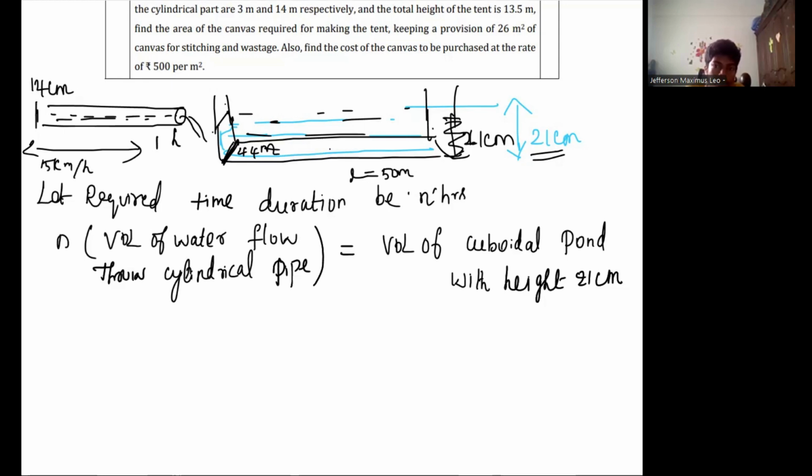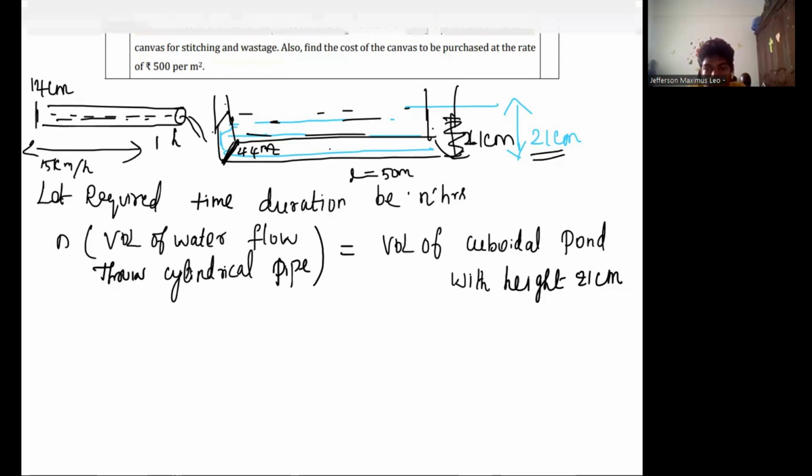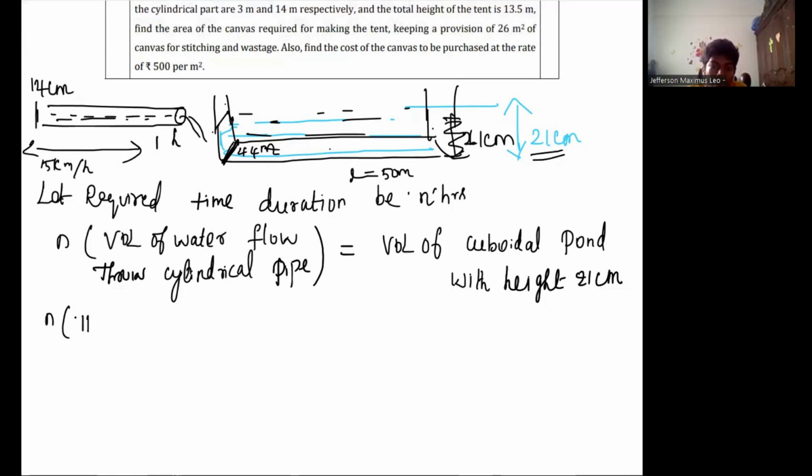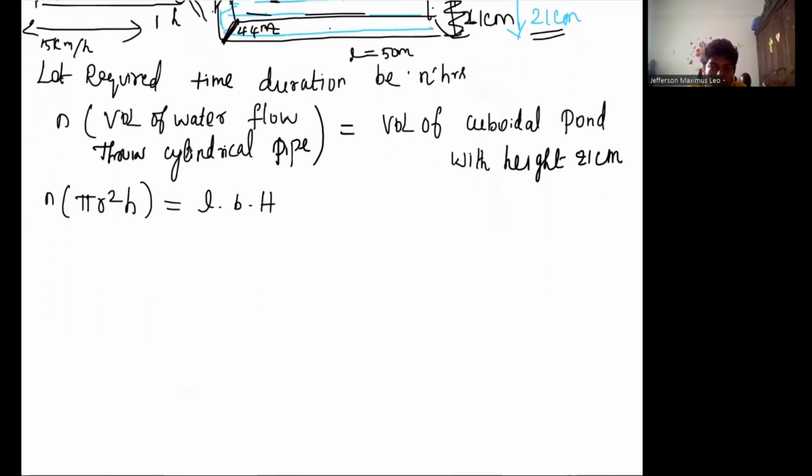Okay, ma'am. Now, n times the volume of a cylinder, pi r squared h, is equal to the volume of the pond, which is L times B times h. I will vary only h. So let us take pi as 22/7.